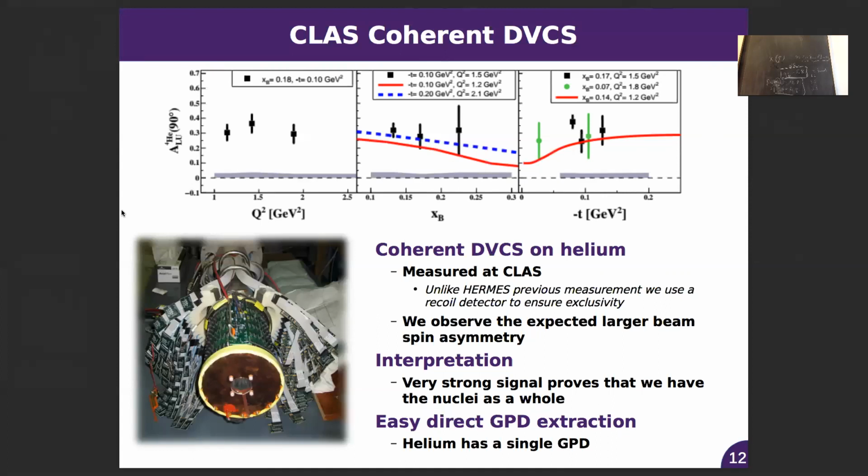And here you can see the points from HERMES. In their case, they did helium, but they also did a bunch of other nuclei. And what happened is that they didn't see any A dependence. So you can put that on several things.